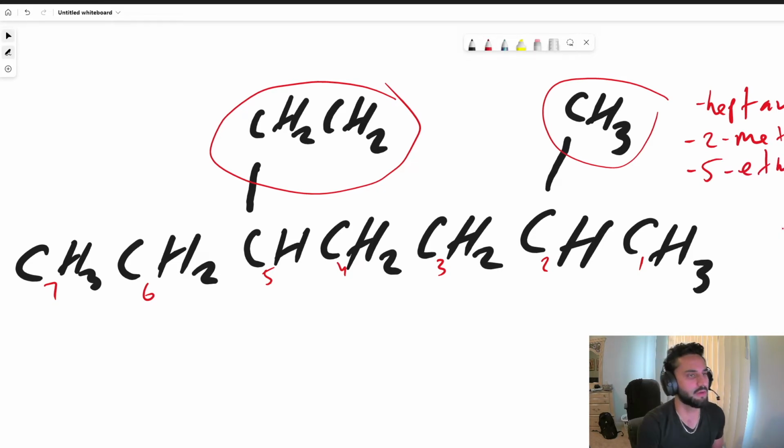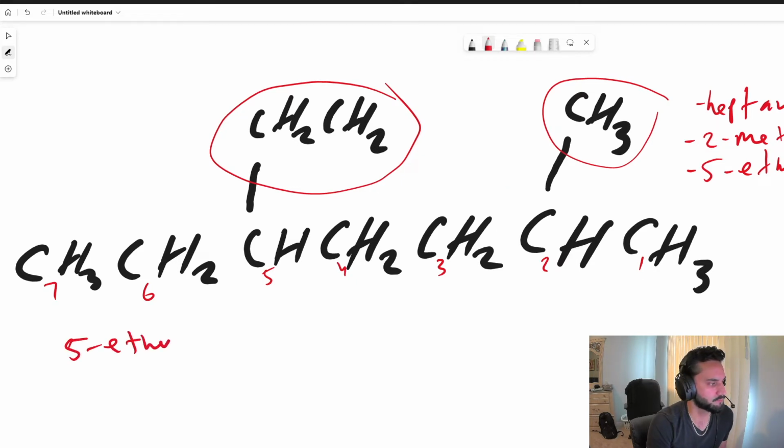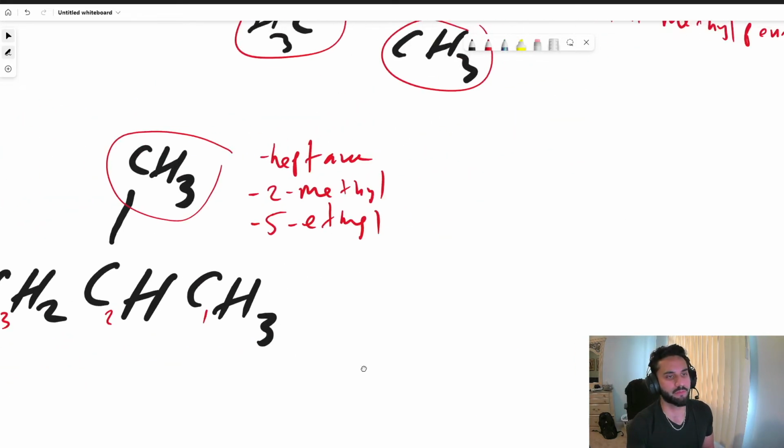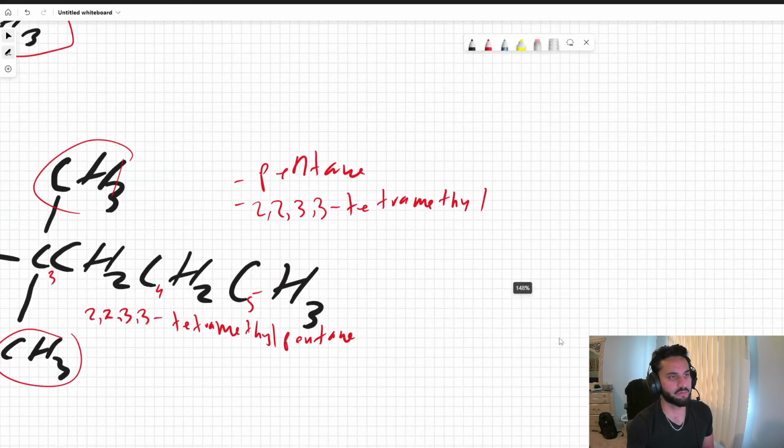Ethyl group. So naming this, we need to go with alphabetical order. E comes before M, so I would start naming this with the ethyl. So 5 ethyl, 2 methyl, and we have a heptane. All right, cool. So let's move on to something a little different.